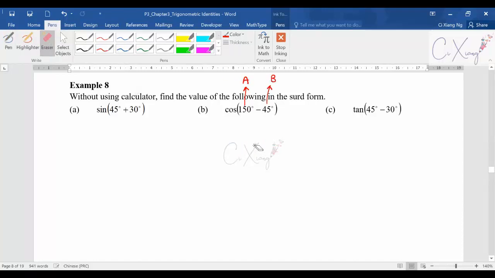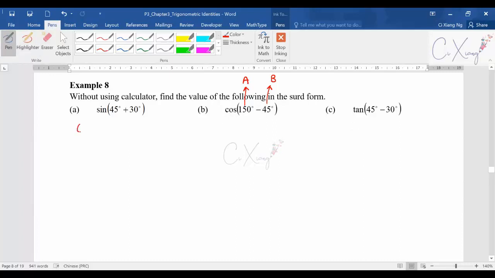Okay, so this example 8, there are 3 parts here. I will show part B to you, and then you have to complete part A and also part C yourself. Part A is very simple, part C is hard. So please make sure you try both on your own. Okay, so we look at part B first.